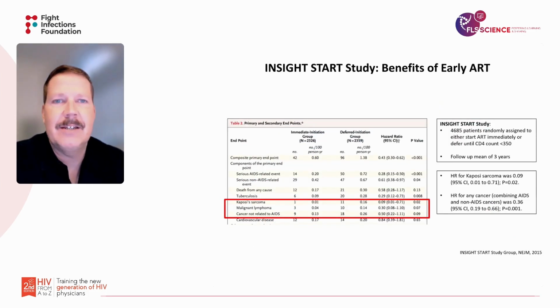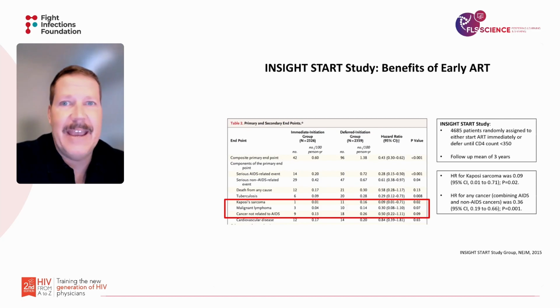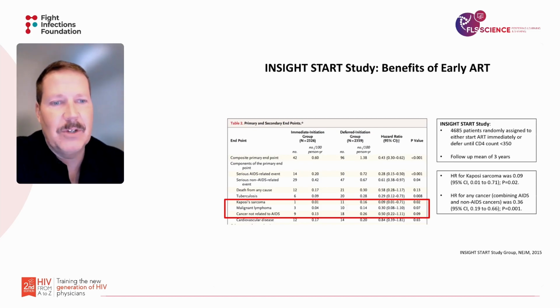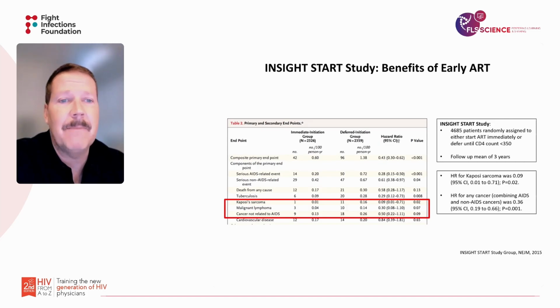So the other factor that I wanted to discuss related to the role of HIV in cancer development is now thinking about HIV treatment and how it may impact the development of cancer. There was a very important study published in 2015 in the New England Journal of Medicine called the INSIGHT START study that was evaluating the benefits of starting early ART. This is a study of nearly 5,000 patients with HIV infection who were assigned to start ART immediately on diagnosis or defer the start of ART until their CD4 count was less than 350 counts. And they followed them for a median of 3 years.